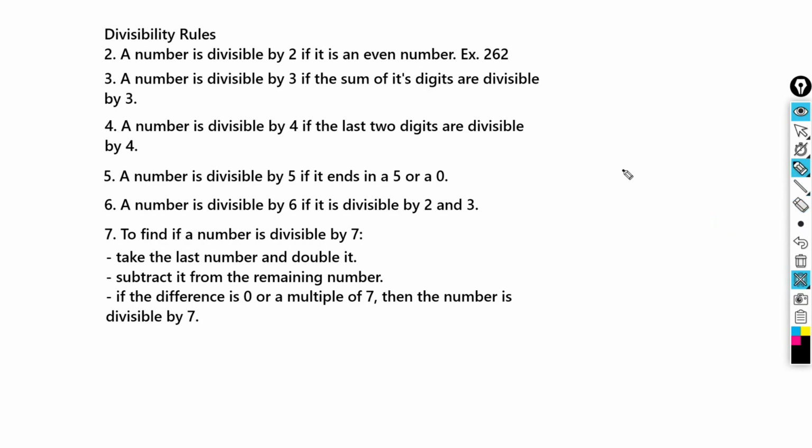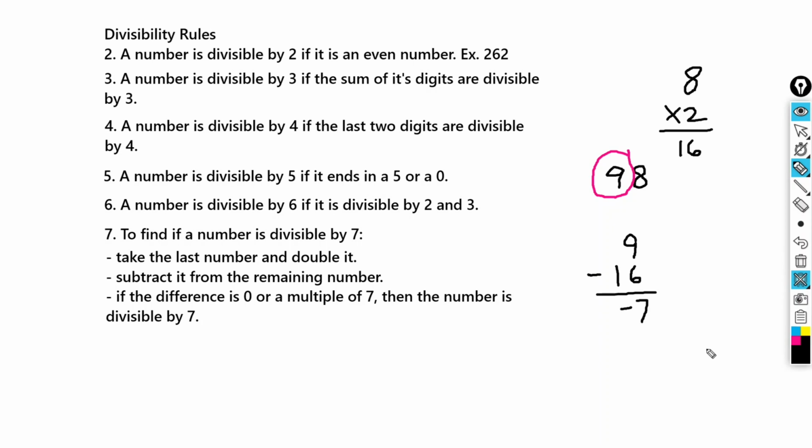So let's say we have the number 98. Okay, we're going to take 8 and double it. So 8 times 2 is 16. And then we're going to take the remaining part of the number, the 9, and subtract 16 from it. So 9 minus 16 is negative 7. Now, negative 7 is 7 times negative 1, so it's a multiple of 7. So this number 98 should be divisible by 7. So let's try it out.